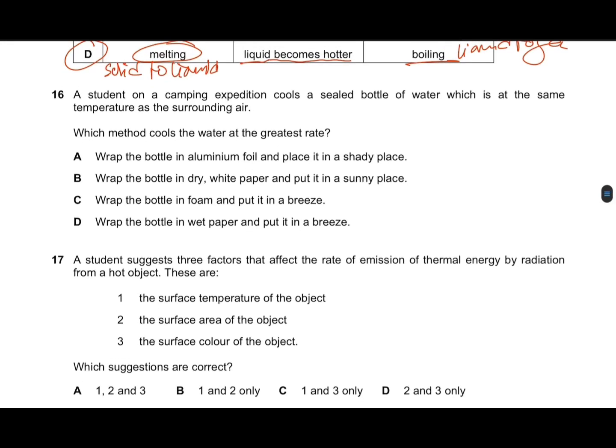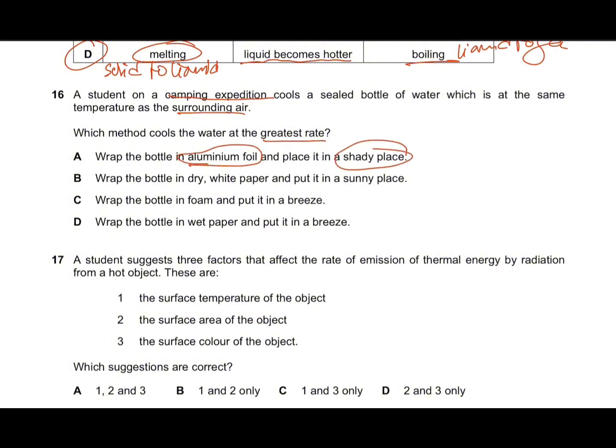Question number 16. A student on a camping expedition cools a sealed bottle of water which is at the same temperature as the surrounding air. Okay, it's a camping expedition. Remember, which method cools the water at the greatest rate, the highest rate? Okay, wrap the bottle in aluminum foil. So aluminum foil and in a shady place.